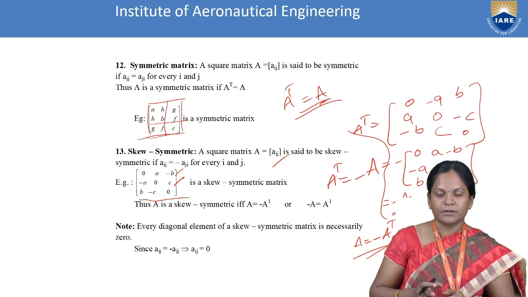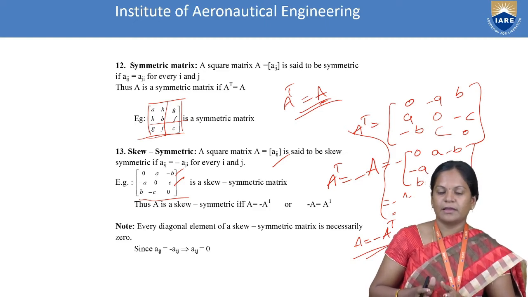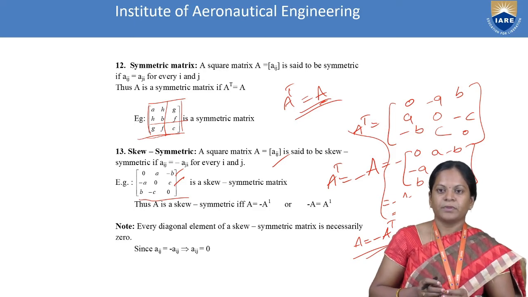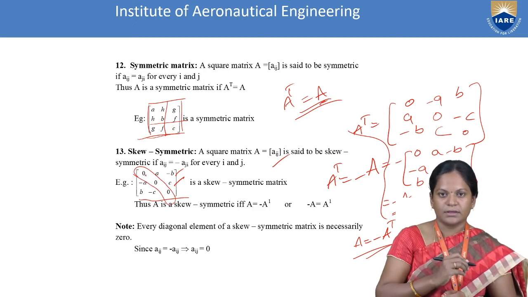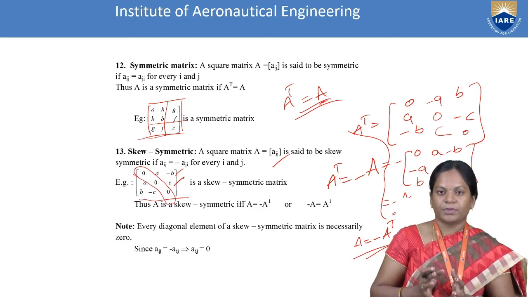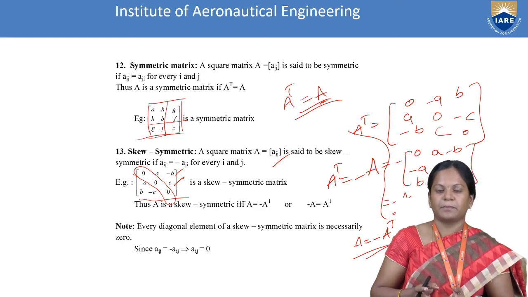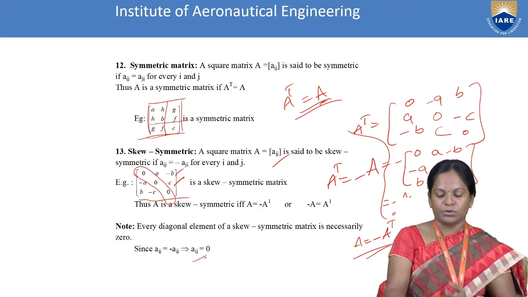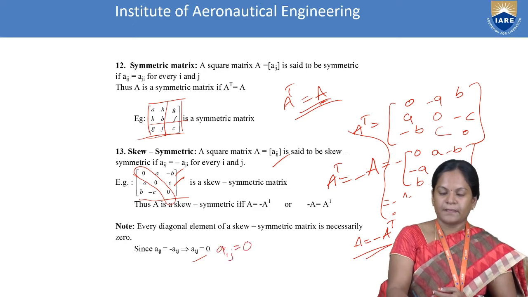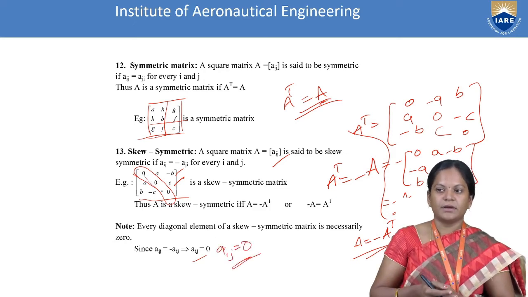Here we observe one thing, that all the diagonal elements in a skew symmetric matrix are necessarily 0. The diagonal elements are nothing but A11, A22, A33, and all the entries are zeros. In any skew symmetric matrix, all the diagonal elements should be 0. Then only we can find a skew symmetric matrix. Here Aij equals minus Aji, nothing but 2Aij equal to 0. Definitely Aij equals 0. So all the diagonal entries are 0.